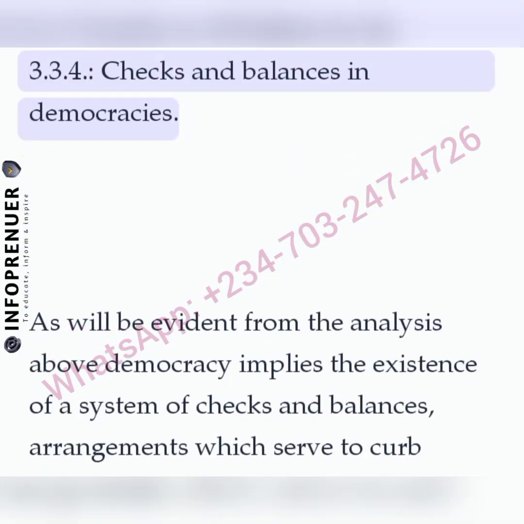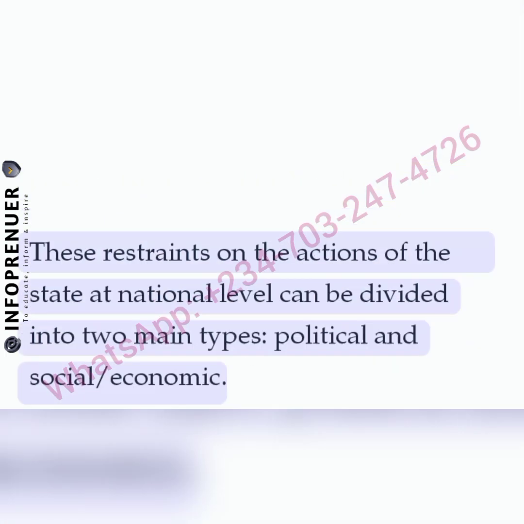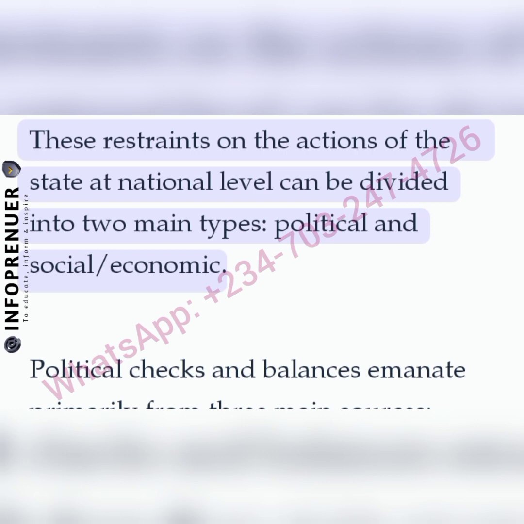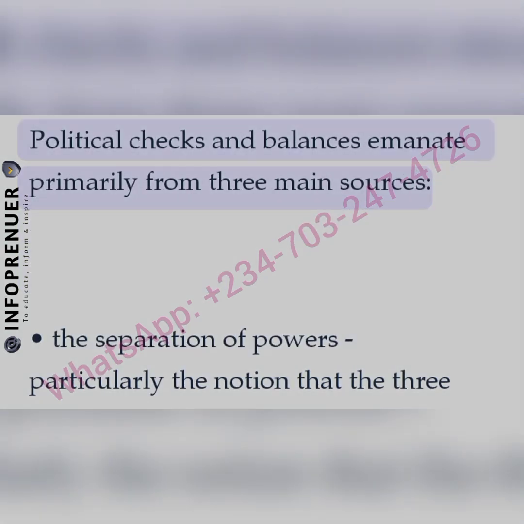3.3.4 Checks and balances in democracies. As will be evident from the analysis above, democracy implies the existence of a system of checks and balances, arrangements which serve to curb government action and restrict its influence on the day-to-day lives of its citizens. These restraints on the actions of the state at national level can be divided into two main types: political and socio-economic. Political checks and balances emanate primarily from three main sources.